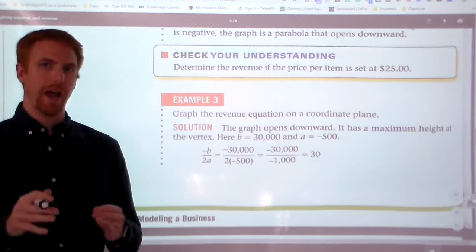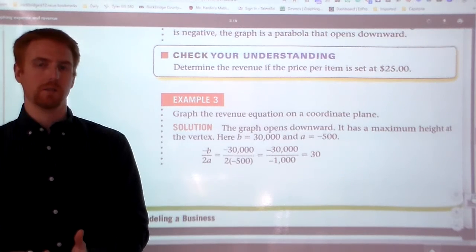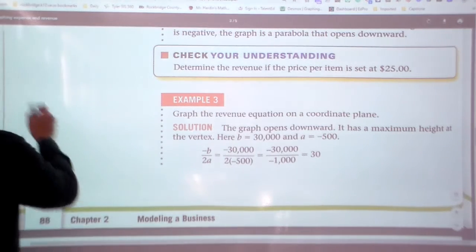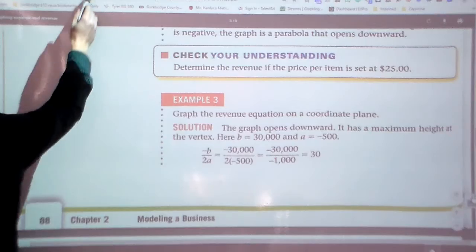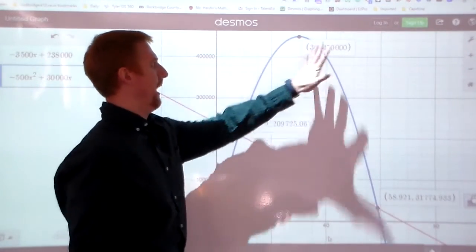Example 3 takes you through how to algebraically find the maximum. I'm just going to tell you now, I'm not going to ask you to do all that. You can find the maximum really easily in Desmos by just clicking on the point. I actually have it preloaded. If you just click on the point right there, it gives you that maximum value.